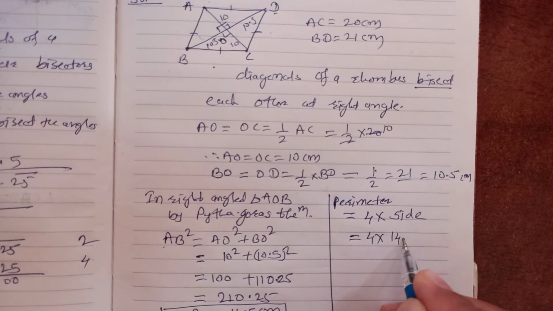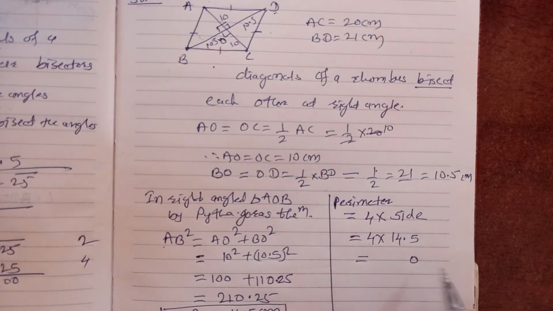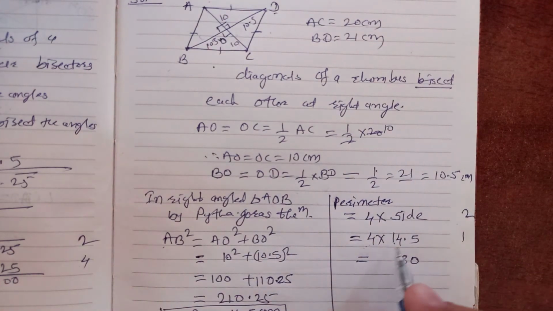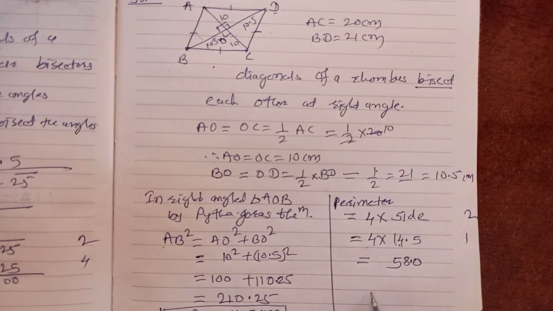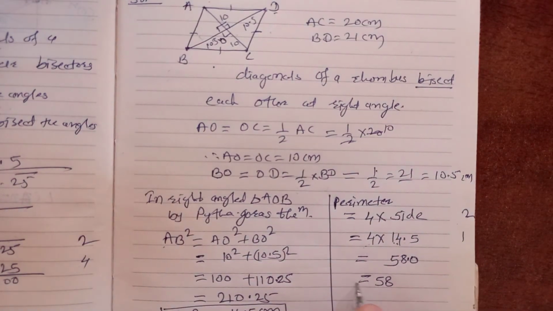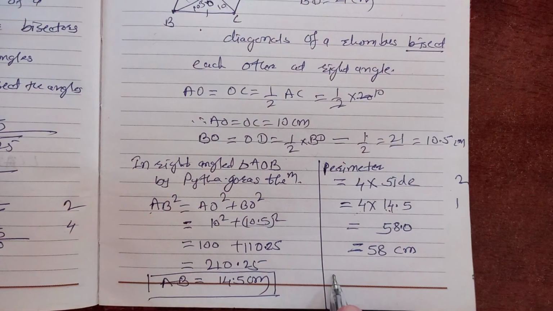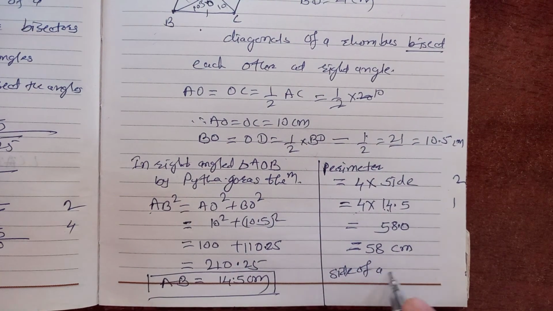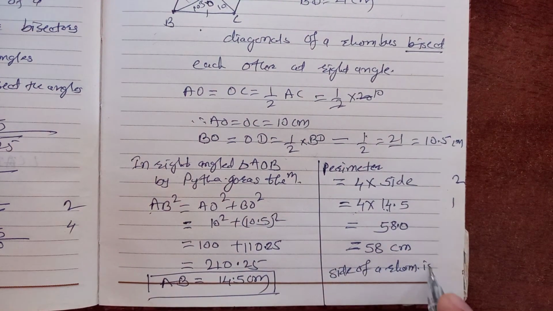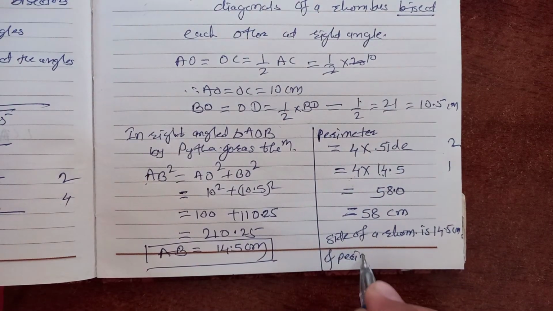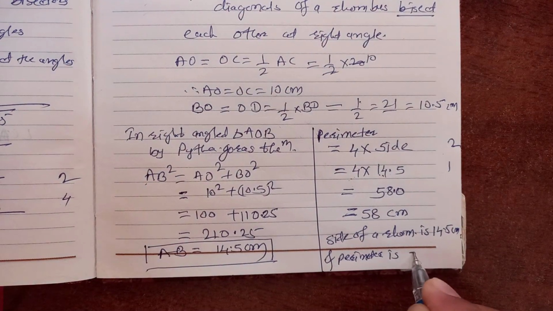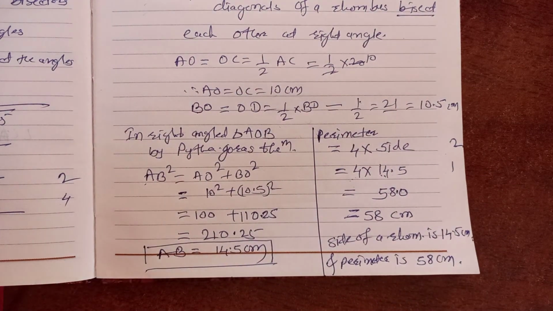14.5. Okay, multiply it. 4 5s are 20. 4 4s are 16 plus 2, 18. 4 1s are 4 plus 1, 5. Here decimal 1 digit, so here 58. This is the perimeter, not the area, centimeter. Okay, so this is the answer. Side of a rhombus is 14.5 centimeter and perimeter is 58 centimeter. So this is the answer.